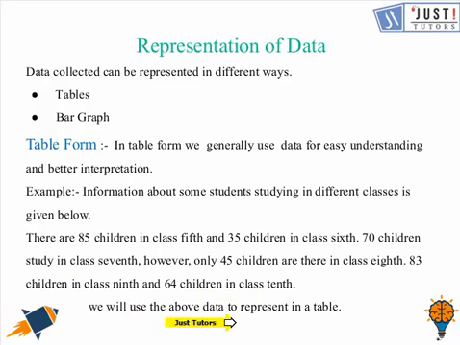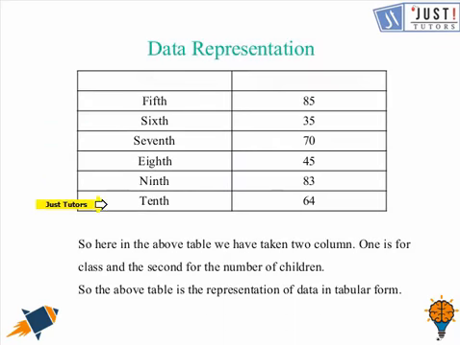So we will use the above data to represent in a table. This is how the table will look like. Here in the above table, we have taken two columns. One is for the classes, as you can see here. This side contains all the classes 5th, 6th, 7th, 8th, 9th and 10th. Likewise, the other side contains the number of children. So this says how many children are there in which class. This is how we can neatly represent the data in the tabular form.